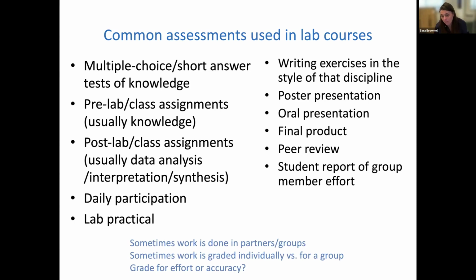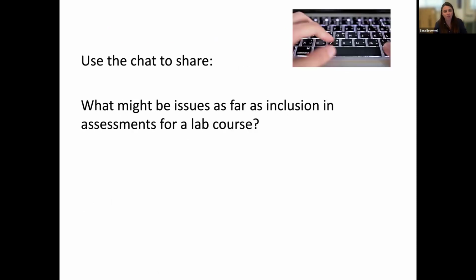Sometimes the work in a lab course is done in partners or groups. Sometimes it's graded individually versus for a group. Sometimes it's graded for effort versus accuracy. All of these things are things to think about in terms of inclusion, as far as inclusive assessments. And so I want to ask you to share in the chat one more time: what might be issues thinking about those different assessments as far as inclusion and assessments for a lab course? What are things that pop up in your mind based on either your own experiences or maybe what you've read places? What might be the tricky spots for assessments and inclusion?